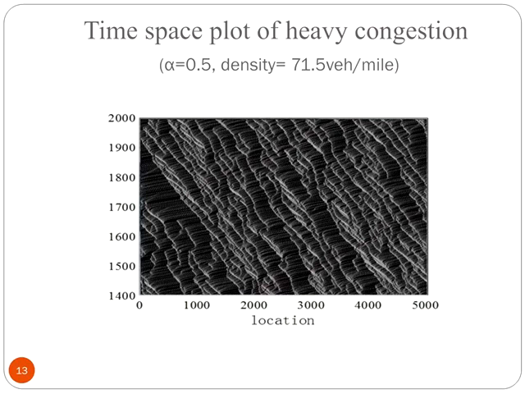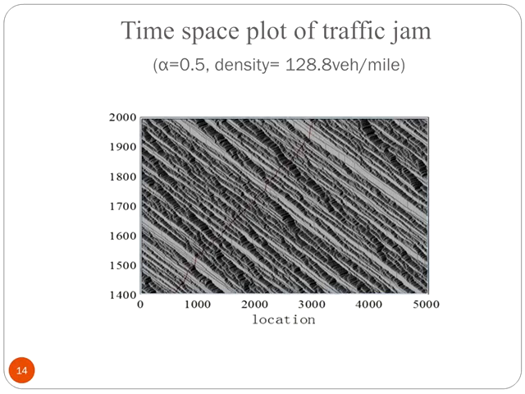Then it's the time space plot for heavy congestion, where we can see that drivers experience very frequent stops, or not purely stops, but a lot of decelerations, which shows the pattern of stop and go. Here is the time space plot of traffic jam where the vehicle density is really high, and we can see drivers need to stop very frequently. And here there is a red line to show the trajectory of a specific vehicle. So we can see that they stopped here, and here very frequently. So the traffic is almost jammed.